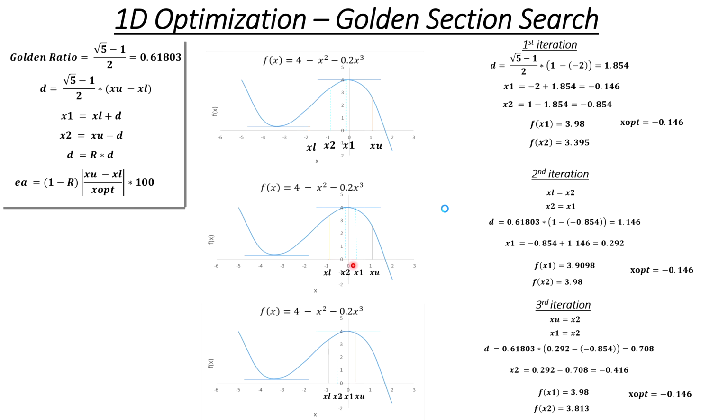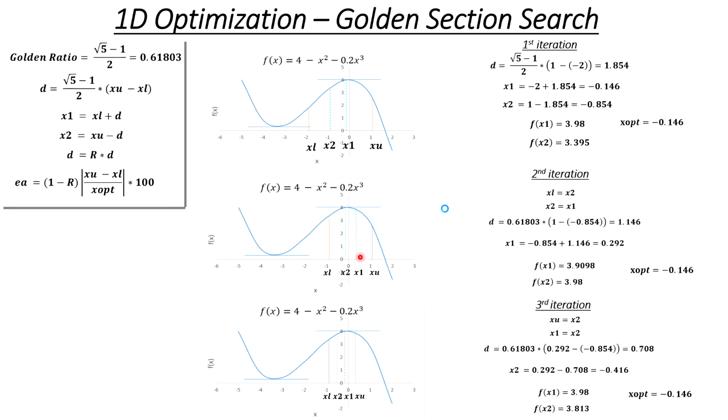So what we're going to do is get the function value at x1 and x2 again, because the one that has the highest function value will be the one corresponding to the x optimum. So x1 is 3.9098 and this one is 3.98, which means the optimum is still at x2 in this case, at 0.146. So we're still hovering around the same optimum, but you can see that we started with a section that is -2 to 1, and now it's just -0.854 to 1. So we're zeroing in, or narrowing down.